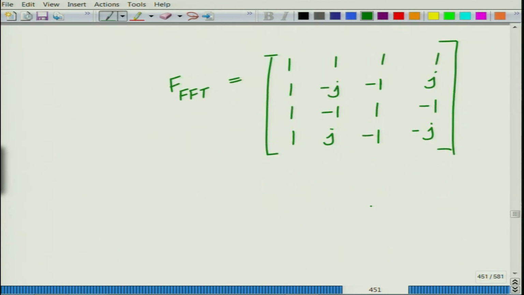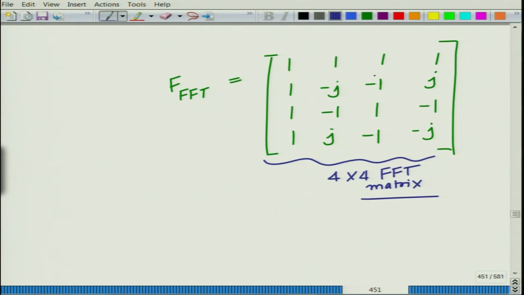This is the 4 cross 4 Fourier matrix. And you can clearly see it exhibits transpose symmetry, that is, if you look at FFT of 2 comma 4, it is equal to j, which is the same thing as FFT of 4 comma 2. So it exhibits transpose symmetry.